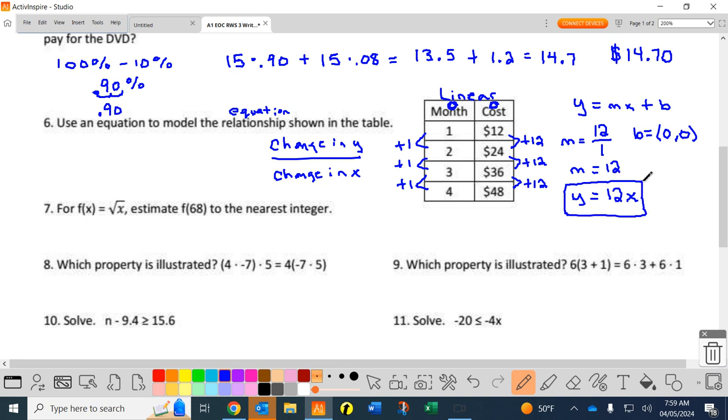What that means is it goes to the origin of the graph. You all know the point 0, 0 is the origin, and we don't ever write anything on the end if it goes to that origin.